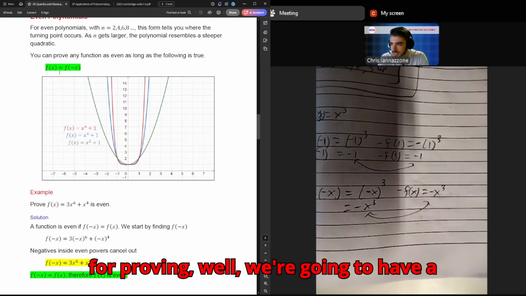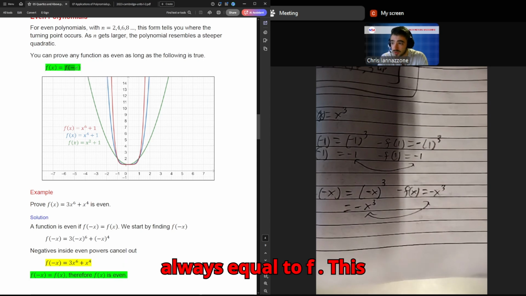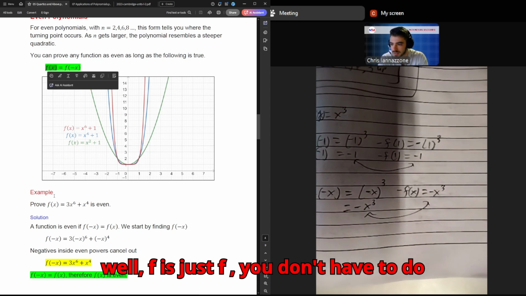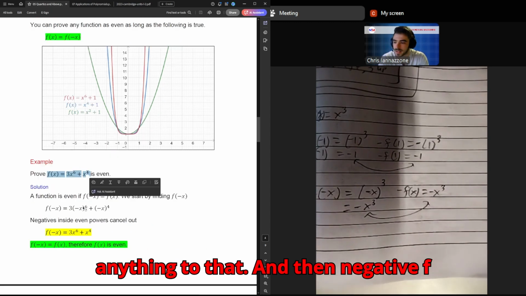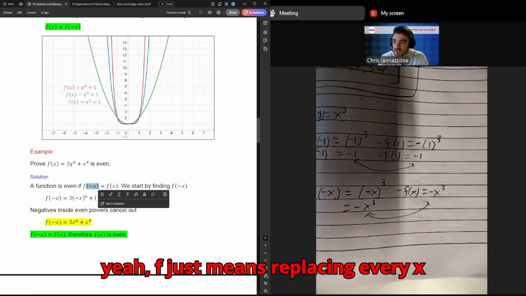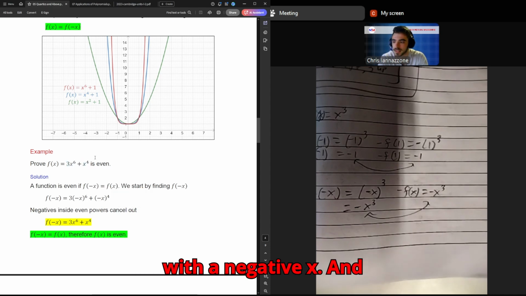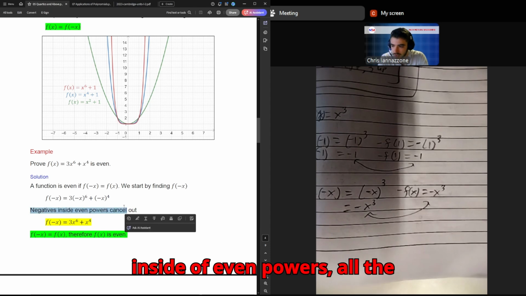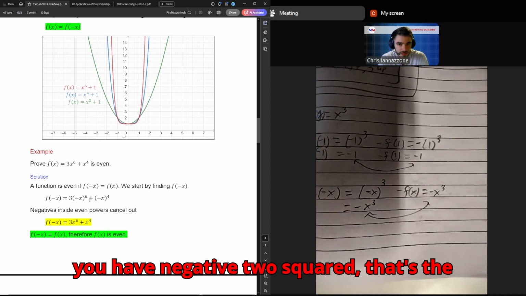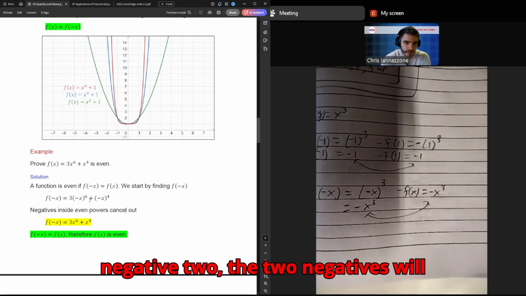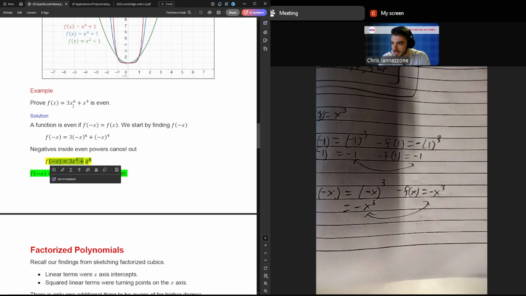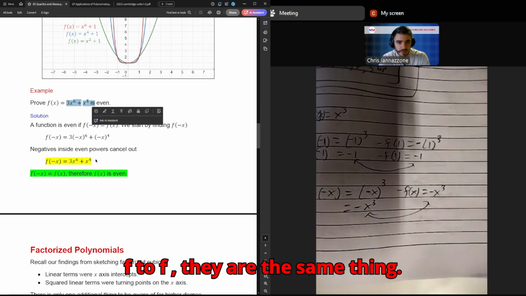As for proving, well, we're going to have a slightly different equation. This is f of x is always equal to f of negative x. This is usually a bit easier to prove because, well, f of x is just f of x. You don't have to do anything to that. And then f of negative x just means replacing every x with a negative x. And inside of even powers, all the negatives will disappear. If you have negative 2 squared, that's the same as saying negative 2 times negative 2. The two negatives will cancel out. Same thing works for all x. If you compare f of negative x to f of x, they are the same thing. This must be even.